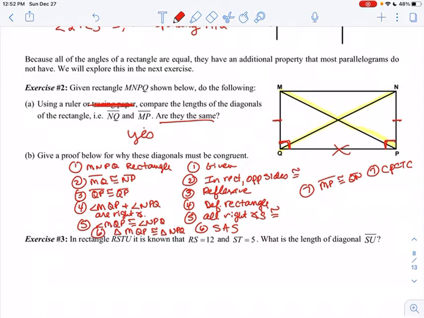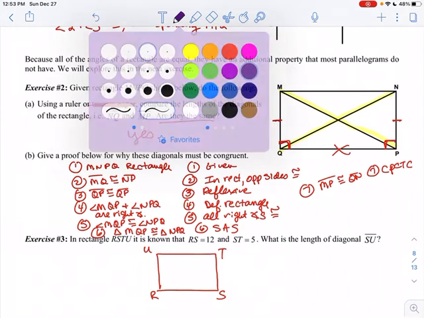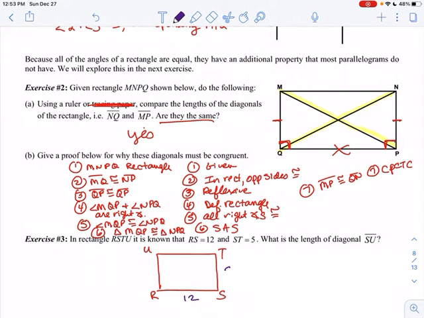All right. Just a little math problem here. In a rectangle RSTU, so I have a rectangle RSTU. It doesn't matter where I put the RSTU, but they have to go in order. It can go clockwise, it can go counterclockwise, but I can't be jumping around. Wherever I start R, S has to follow in order, whether it's clockwise or counterclockwise. So RS is 12, ST is 5, and what is the length of the diagonal SU? Well, remember, opposite sides are congruent. So let's draw in SU.